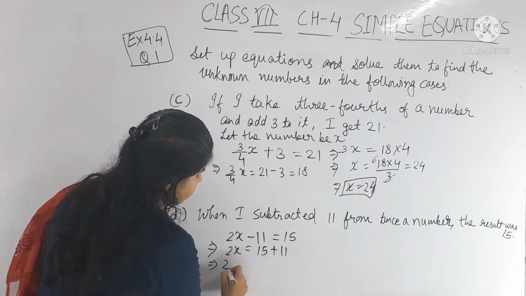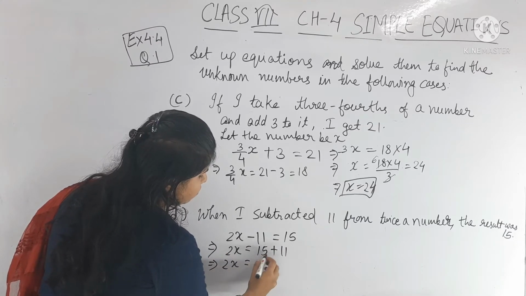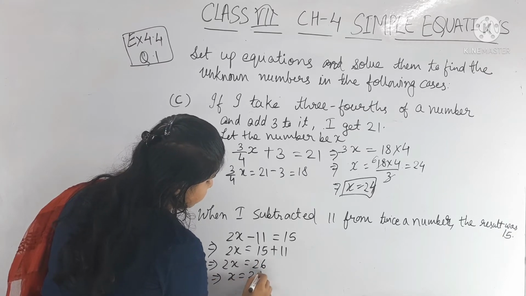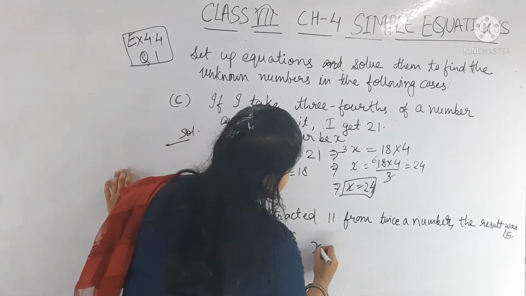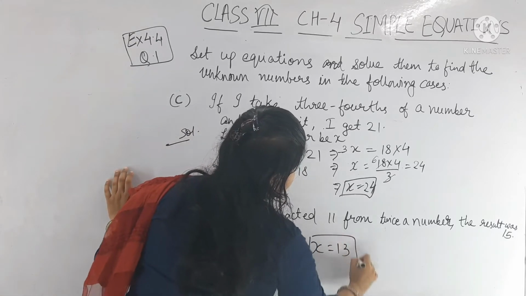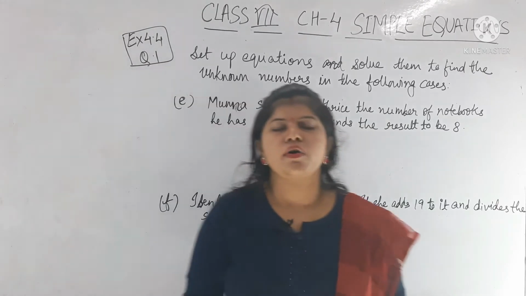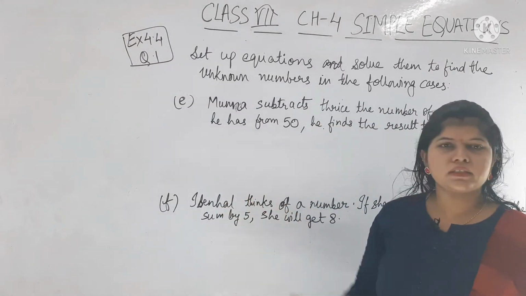2x equal to 26, x equal to 26 by 2, that is I am getting x equal to 13. This is your answer, D part. Okay students, come to the next E part.